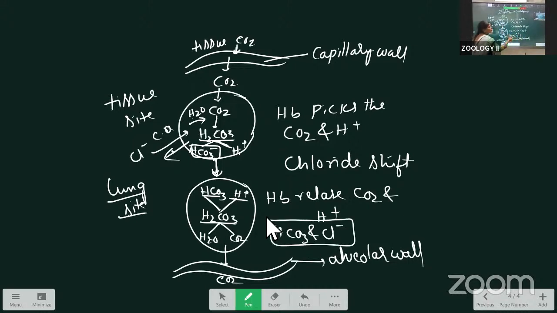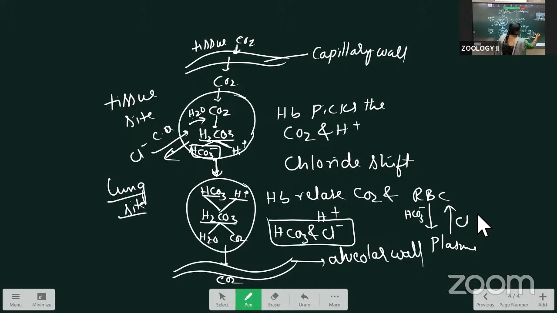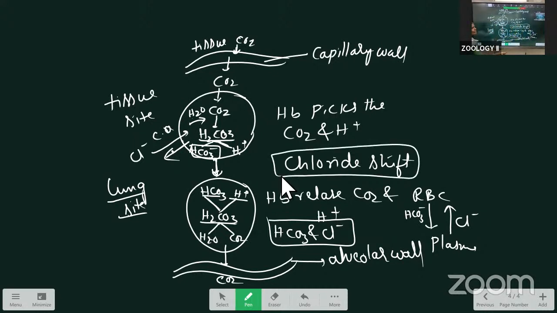Actually, the HCO3 is present inside of the RBC. Inside of the RBC, the HCO3 is transported to the plasma as HCO3 minus. To maintain the balance, the plasma gives Cl minus to the RBC. That exchange is called chloride shift. That is important for the VSAQ. Clear? This one I will show in the notes.